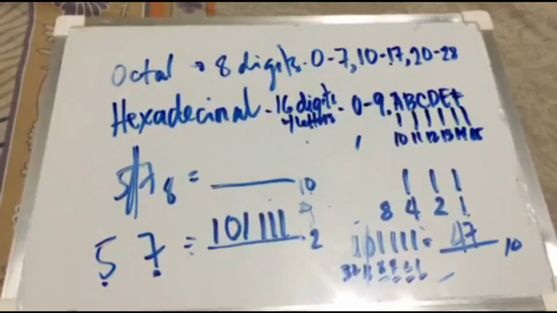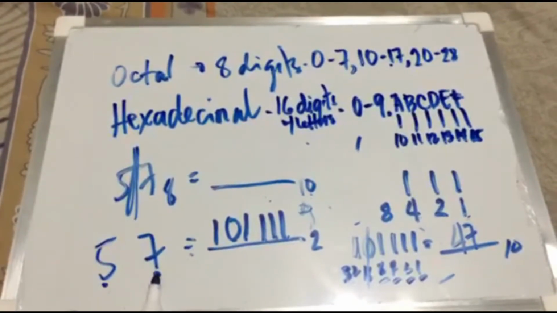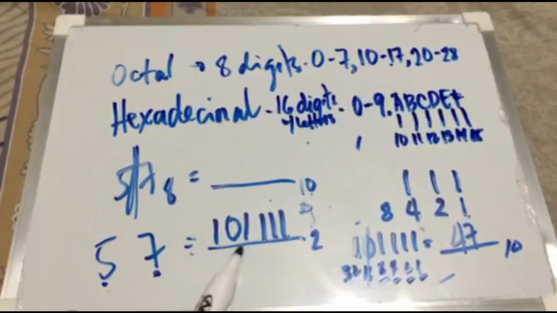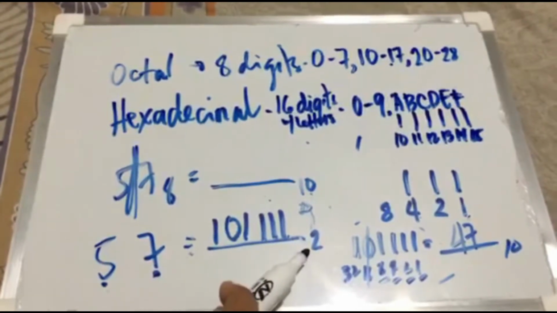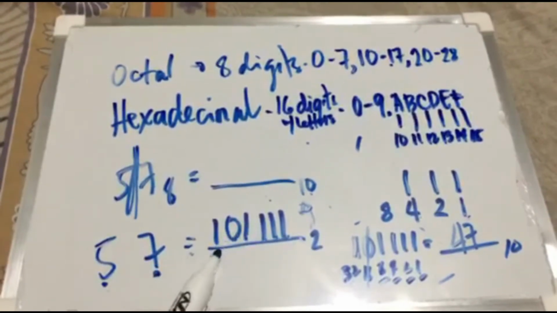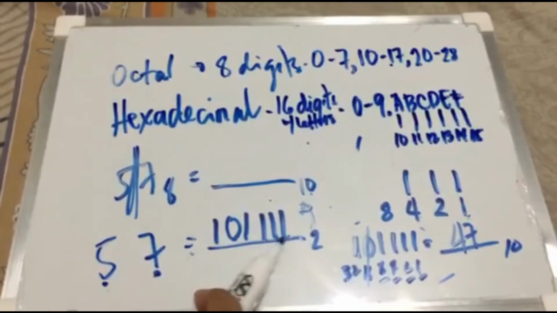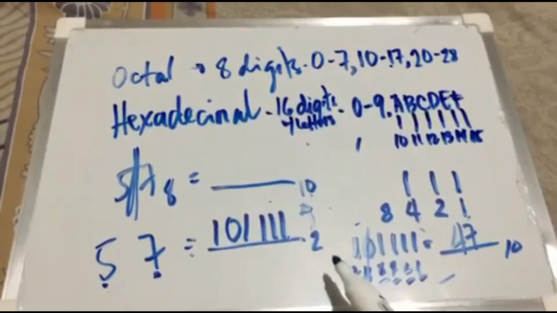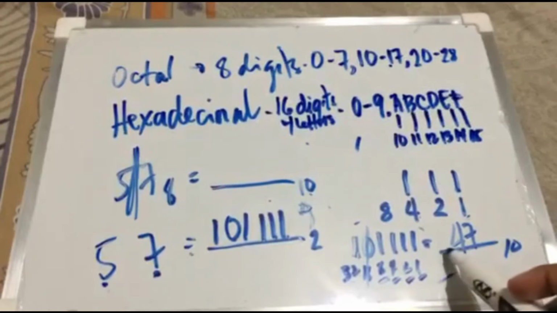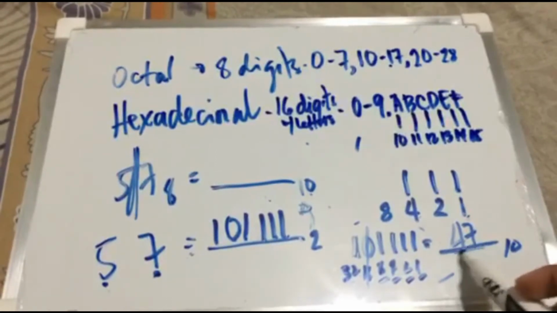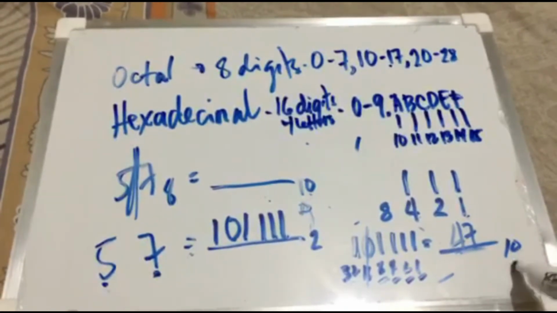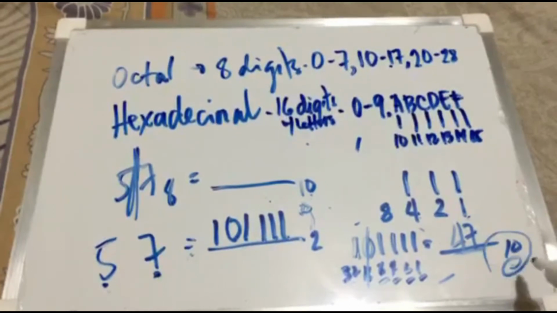So from the octal number 57, we get the value of its binary equivalent, which is 101111, and then from binary we get its equivalent of 47 for decimal.